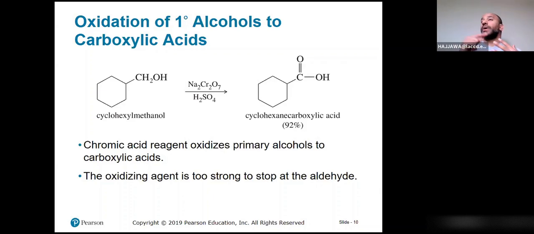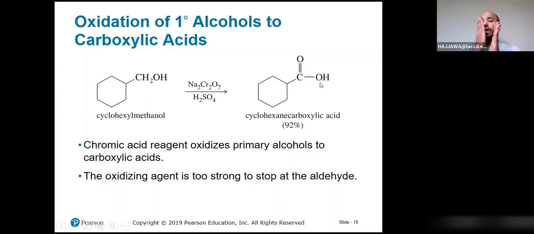Why am I saying that? Because we're going to see other reactions where I have chromium as part of the oxidizing agent, but it is not strong enough. So it's very important to pay attention to the reagent the chromium is part of. In this case, it is the sodium dichromate. You can see here that the primary alcohol is being oxidized to a carboxylic acid.